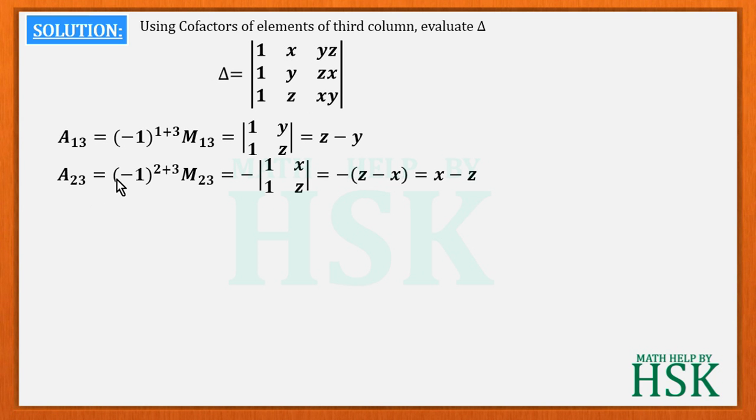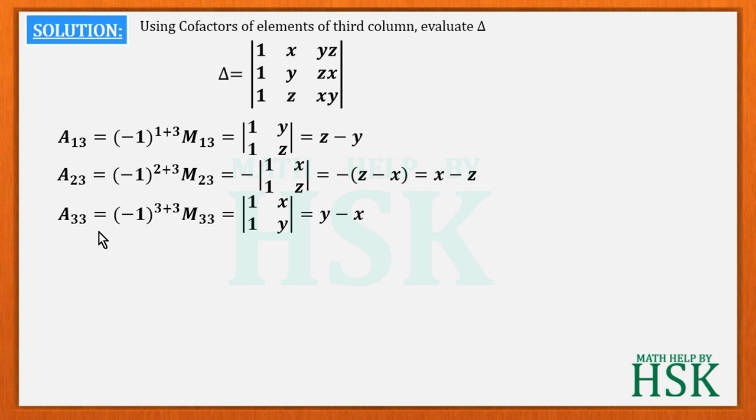Similarly, a23, that is the cofactor of this element, would be equal to minus 1 to the power of 2 plus 3 into m23, and this will be equal to minus the determinant 1 x, 1 z, because this will give us a negative value as minus 1 is raised to the power of an odd number. On simplifying, this would be equal to minus (z minus x), or x minus z.